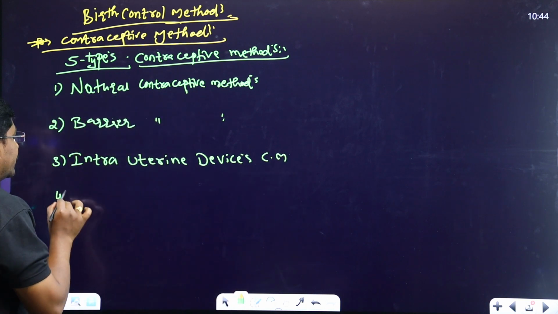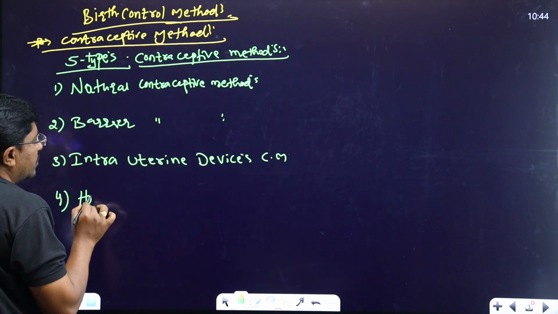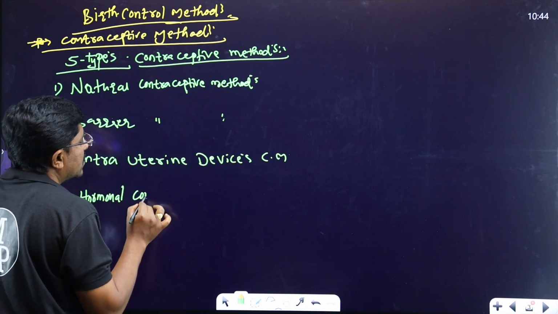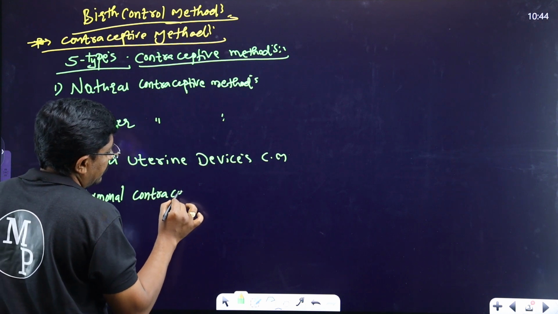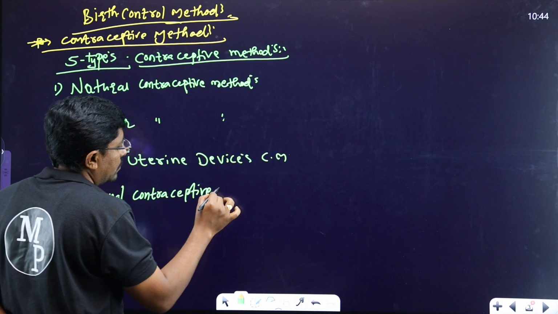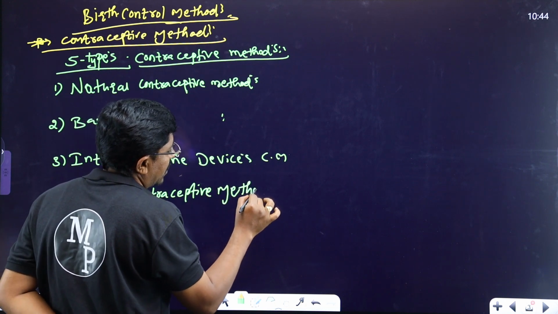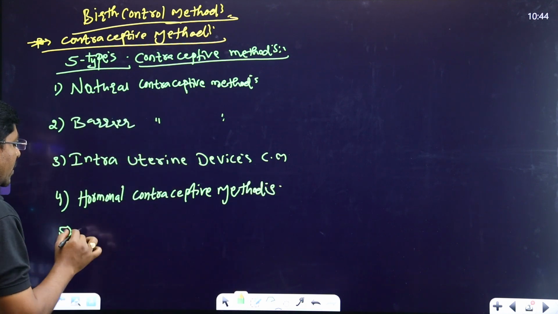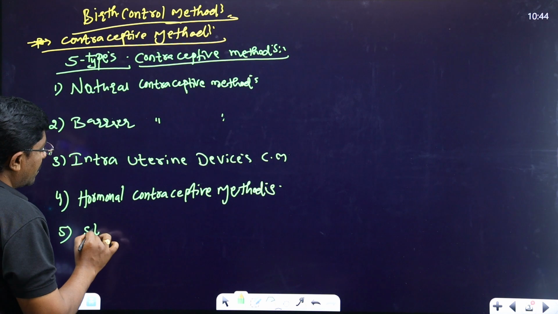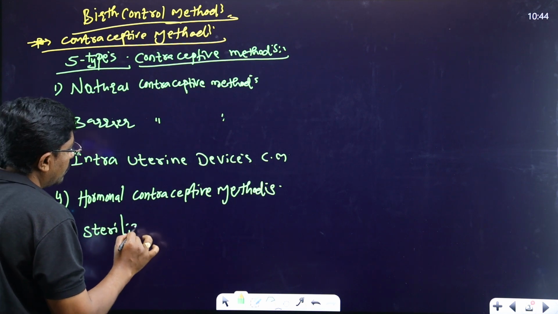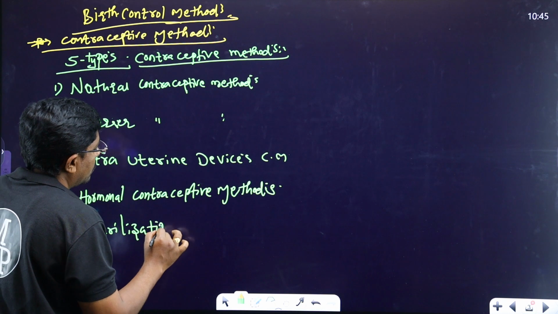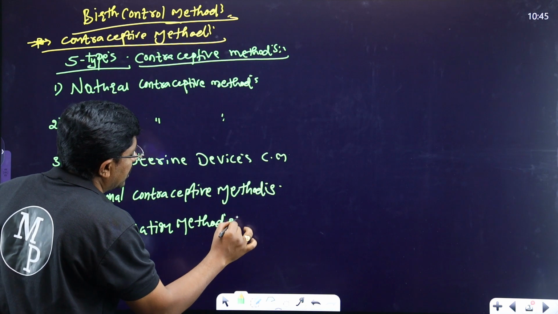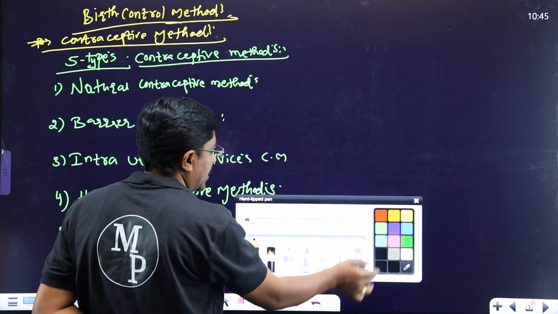Okay, next, hormonal contraceptive methods. Next, the fifth one, sterilization methods. These five types of contraceptive methods are there.